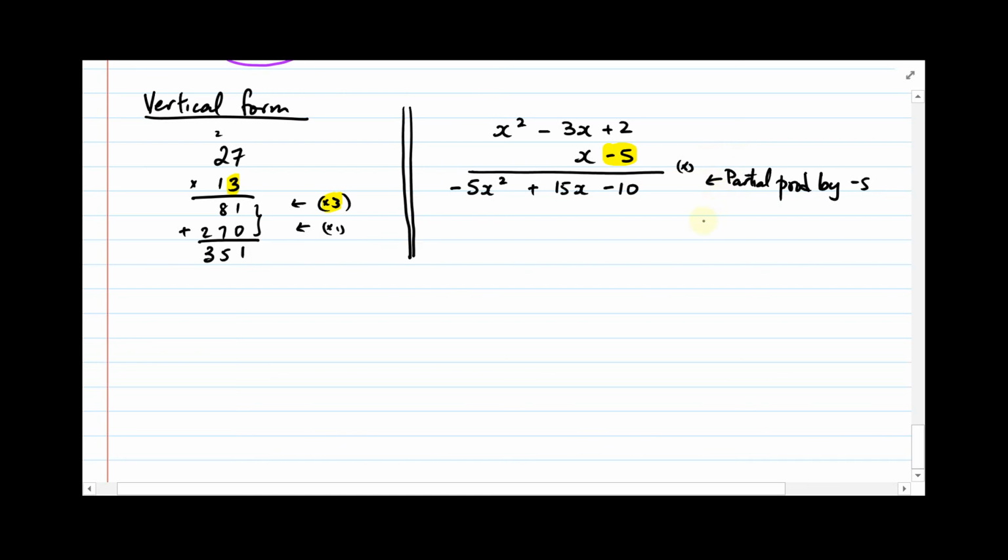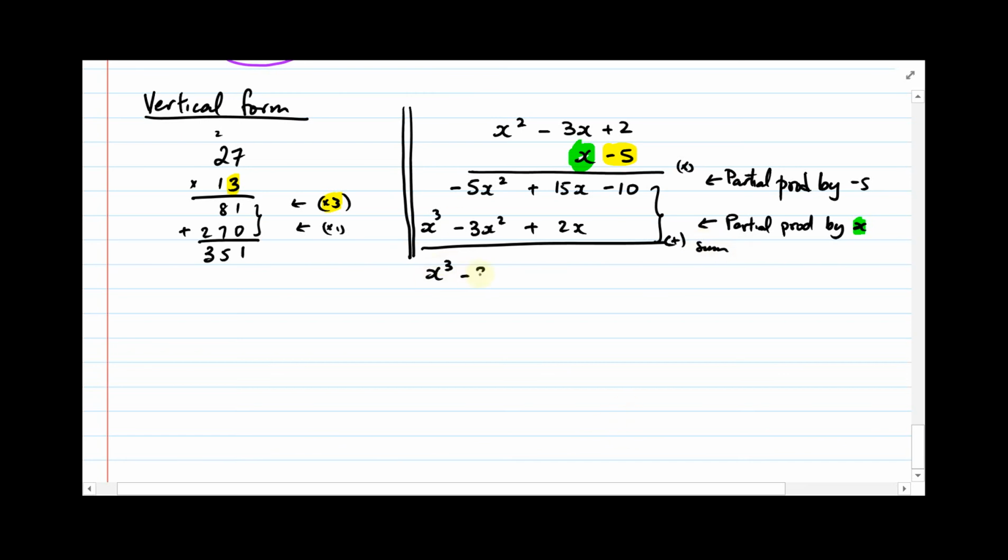The next step would be that partial product by the x, the next term, which is this. Right? Okay, and in doing that, I would have x times x squared is x cubed, so I have to move out a little bit further, minus 3x squared and plus 2x. I now take the sum of these two partial products, and in taking the sum, I ended up with x cubed minus 8x squared plus 17x minus 10. So this is my answer.